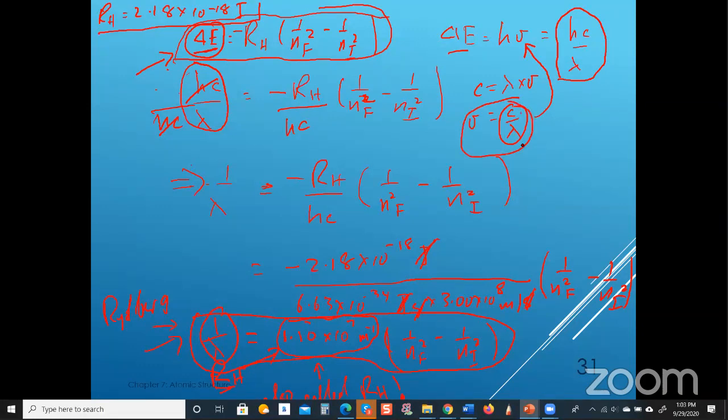You divide c by the wavelength, and that will give you the frequency. Those are just some equations that you basically need to be familiar with in order to solve problems involving the Bohr model.